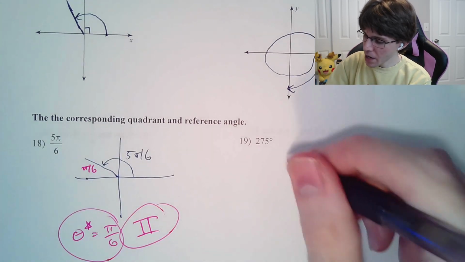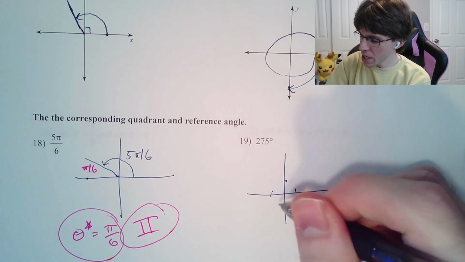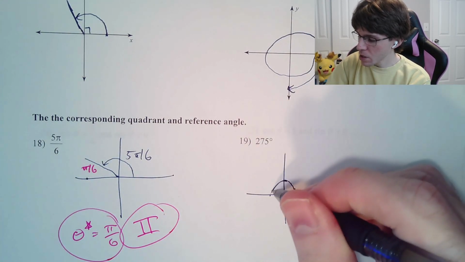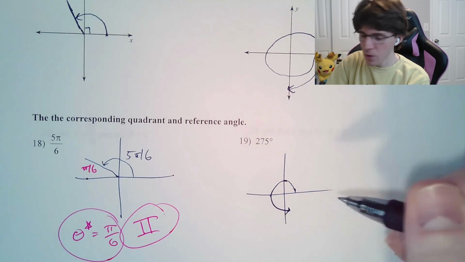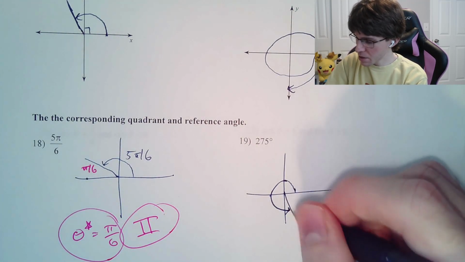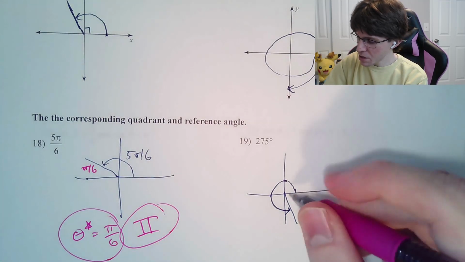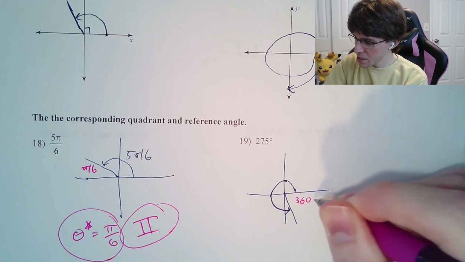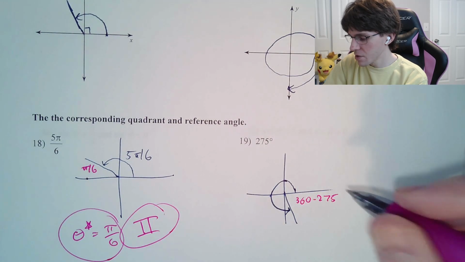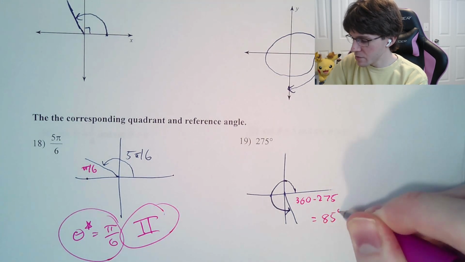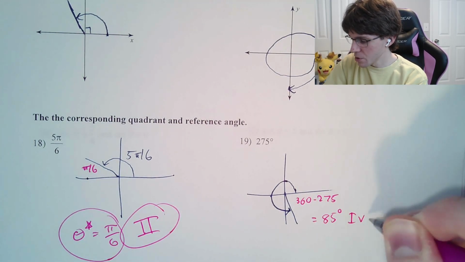275. Drawing that one out, we know we have 90, 180, 270. We're a tiny bit more than here. So here's our original theta, and our theta star is going to be 360 minus that 275, which is going to be 85 degrees out in quadrant number 4.